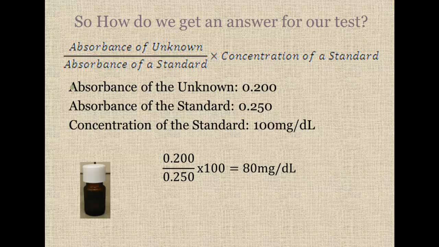So in this case, if the absorbance of the unknown is 0.200 and the absorbance of the standard is 0.250, the concentration of the standard being 100, your answer would be 80 milligrams per deciliter. You will need to be familiar with how to perform this every week for your lab report, along with on your quizzes and exams.